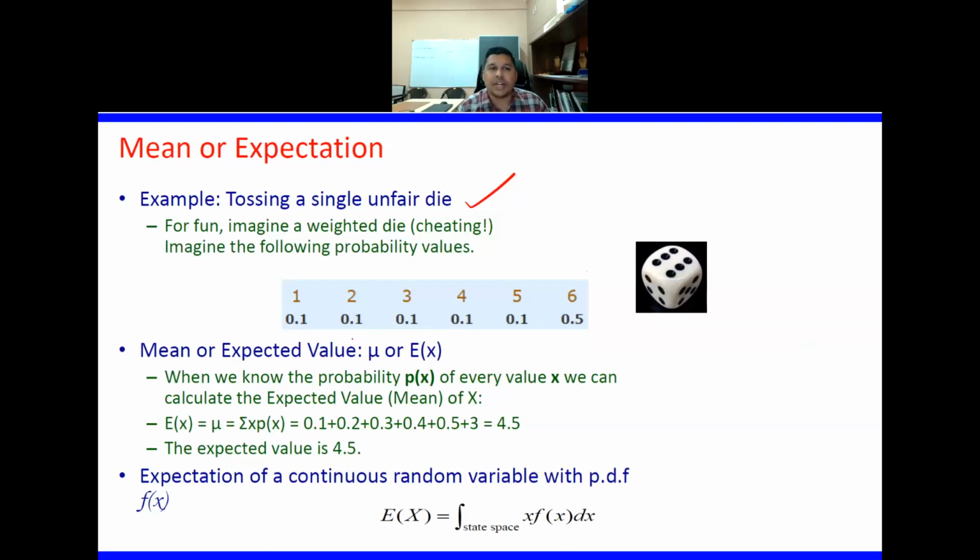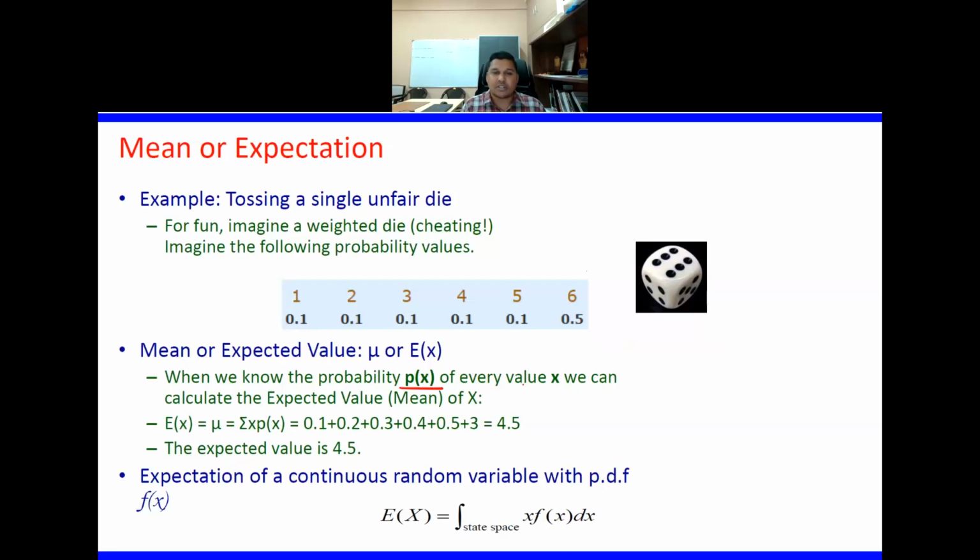Imagine the probability of getting 1 is 0.1, probability of getting 2 is 0.1, and so on. Probability of getting 6 is 0.5. Anyhow, when you sum these probabilities, it should be equal to 1. That is being satisfied. Now, how do you calculate the mean? It is represented using mu or E of x. What is the expectation of the random variable, E of x?